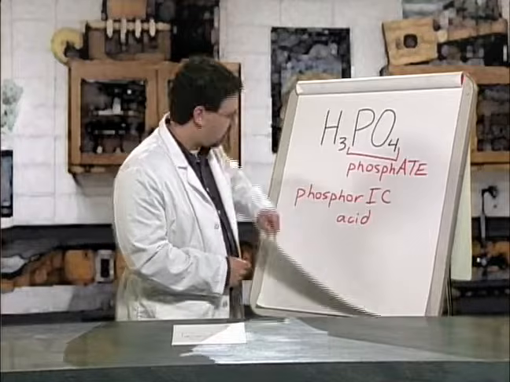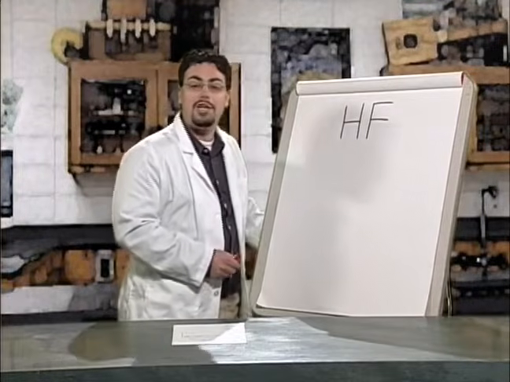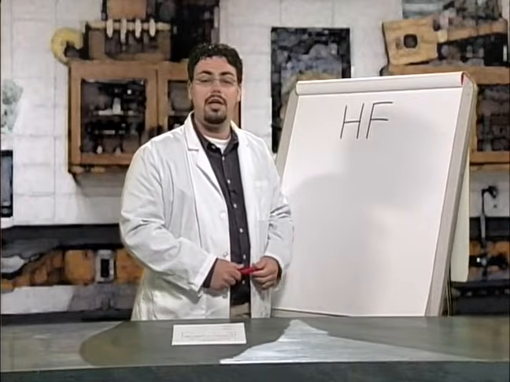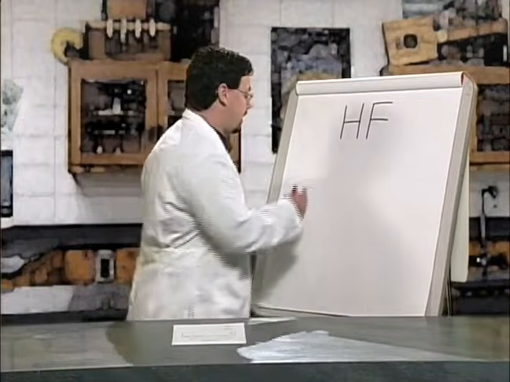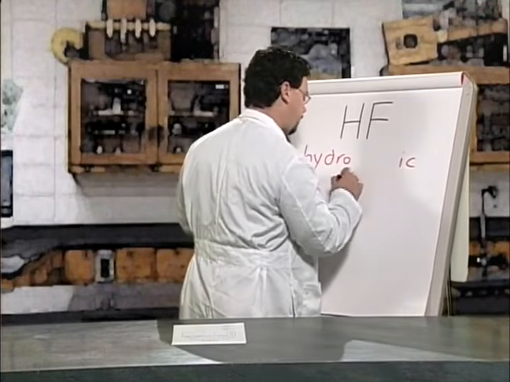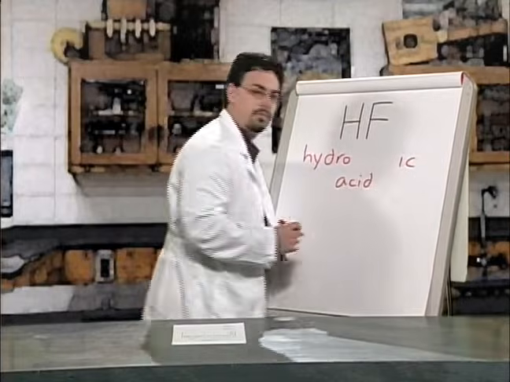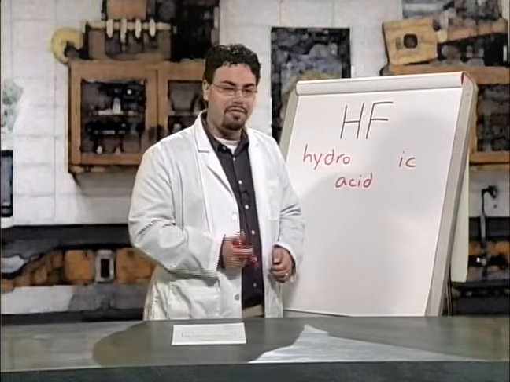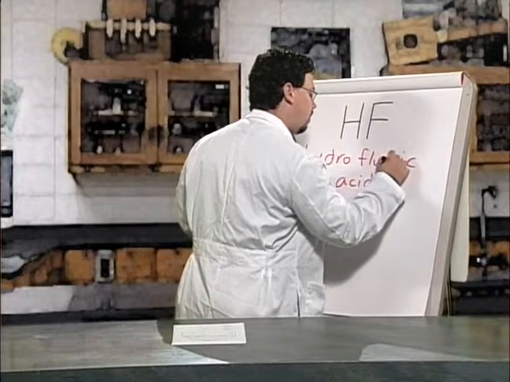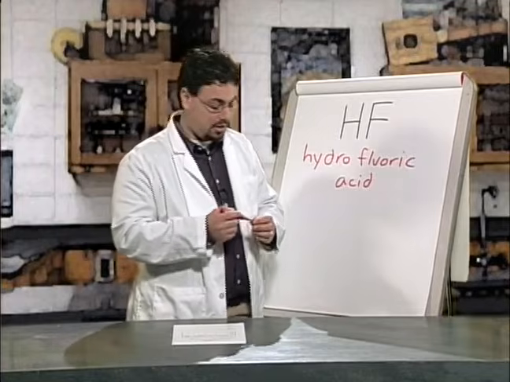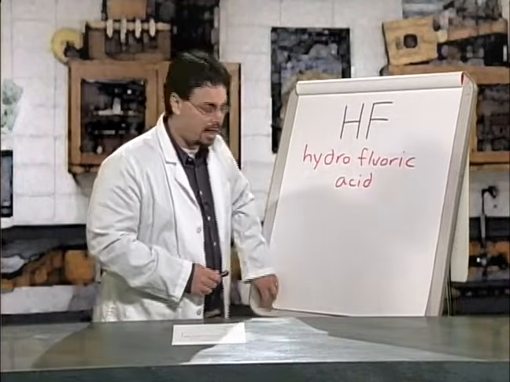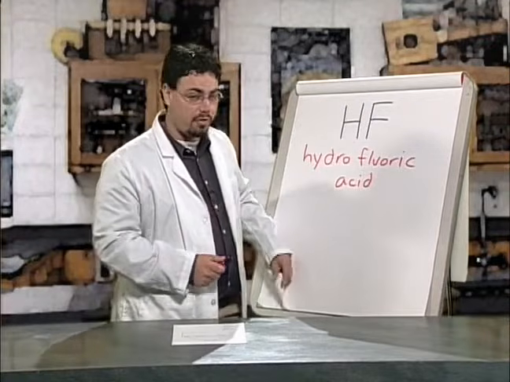Now, let's try HF. Well, since there are only 2 elements, this is a binary acid, and its name is hydro-something-ic acid. Since F is the symbol for fluorine, we write fluor in the blank, and this is hydrofluoric acid. We'll do one more together, and then I'll give you a few to try.